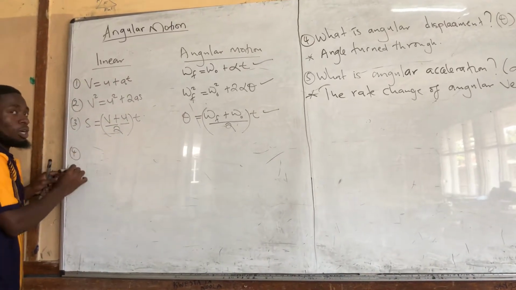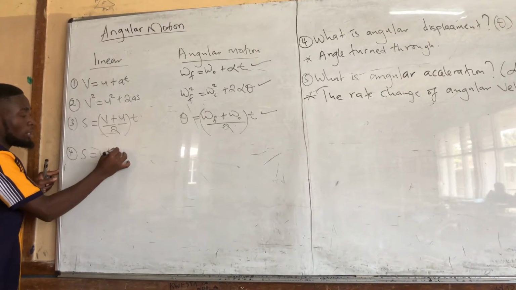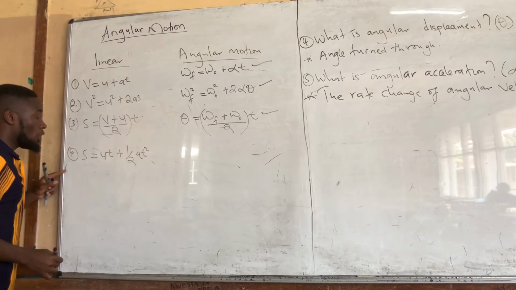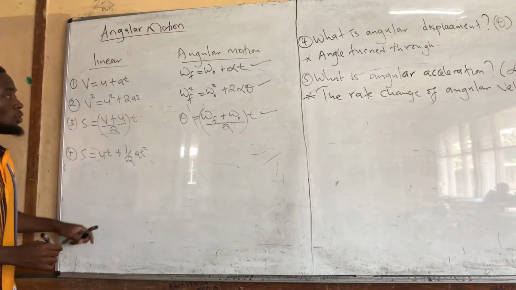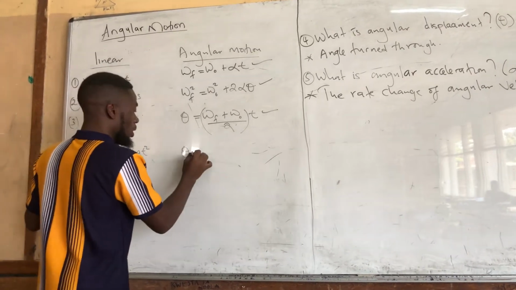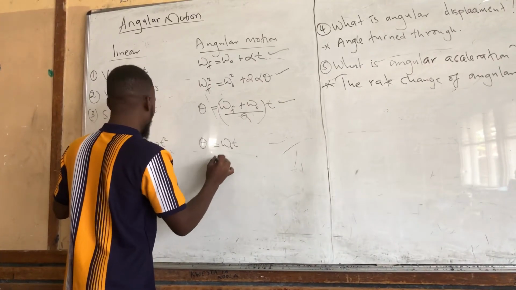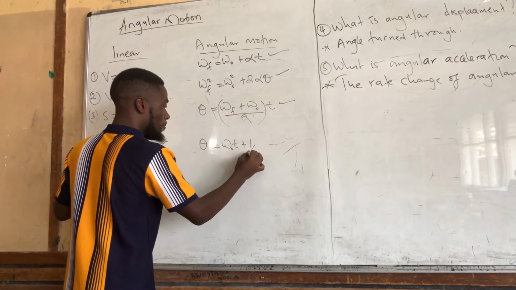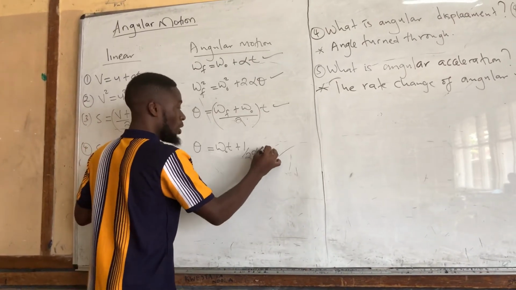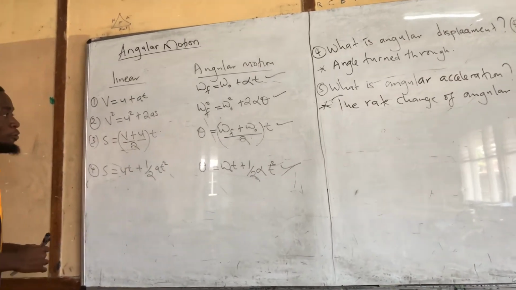Number 4, we have the equation s equals ut plus half at squared. So this s turns into theta, and this u is omega initial, multiplied by t, plus half, and this acceleration changes into alpha, times t squared. So this is our fourth equation.